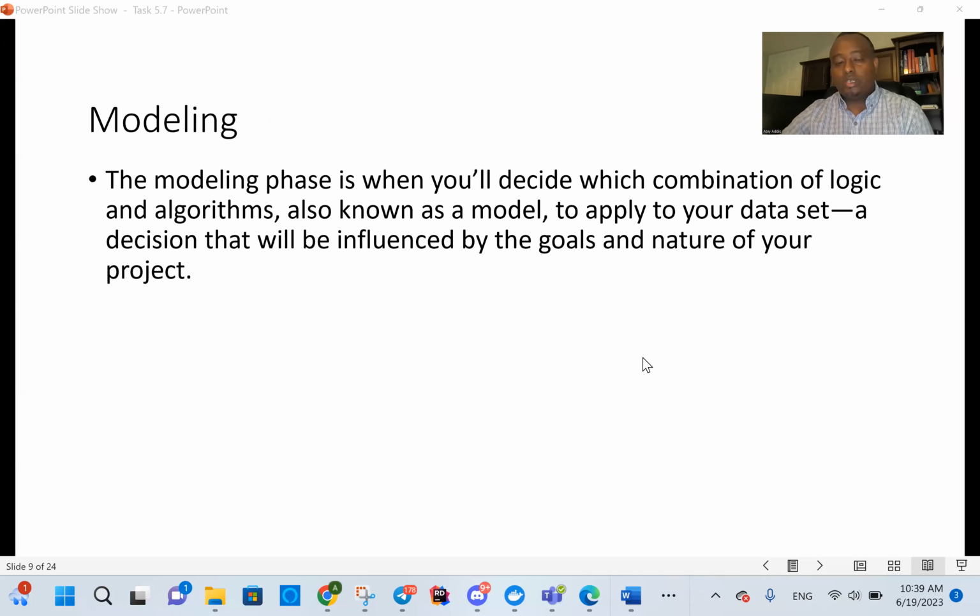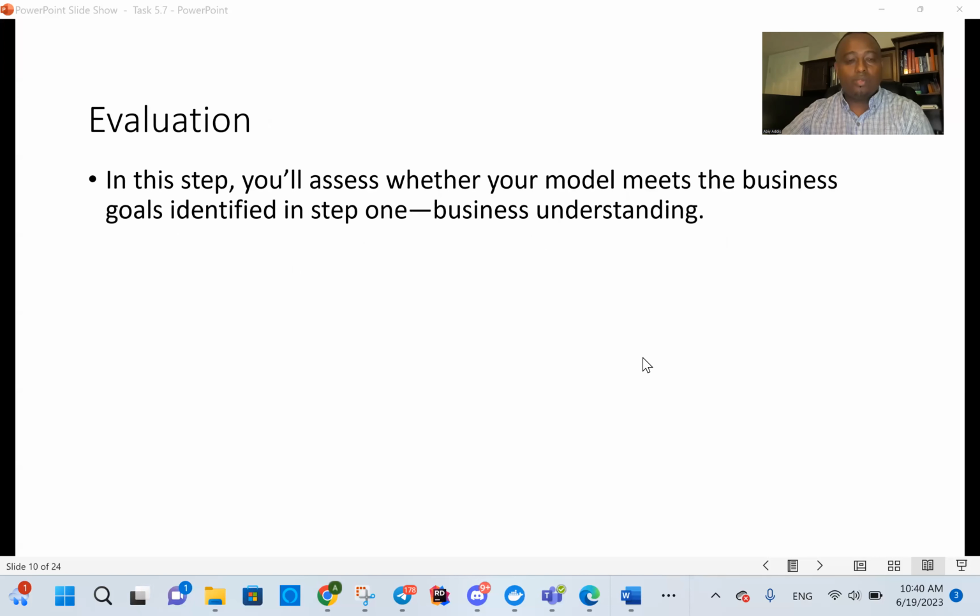The fourth element of this methodology is modeling. The modeling phase is when you decide which combination of logic and algorithms, also known as a model, to apply to your data set. A decision that will be influenced by the goals and nature of your project. This is a very important phase of the methodology.